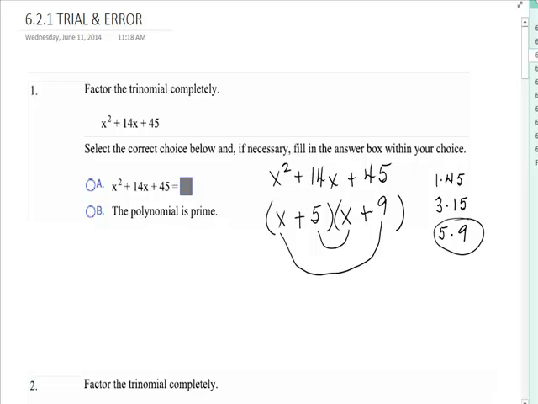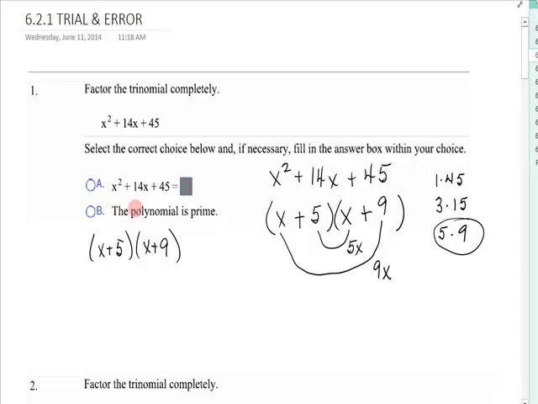All right, let's check it. Please always check it. FOIL, x times x is x squared. Outer product, 9x. Inner product, 5x. Add them up, 14x. Product of the last, 5 times 9 is 45. So I will enter x plus 5 times x plus 9. And we just did our first factoring by trial and error.